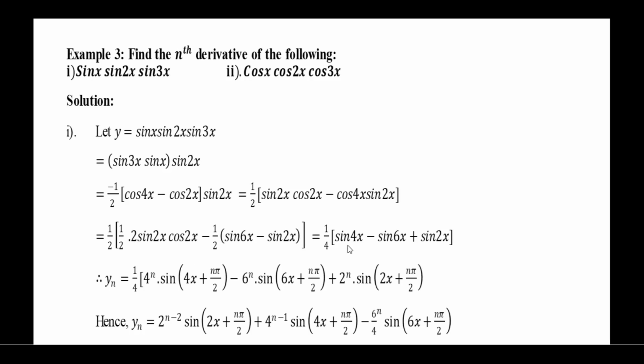Put the second formula: sin 4x minus sin 6x plus sin 2x, 1 by 4 into. So apply nth derivative. We get this formula. So 1 by 4 into 4 to the power of n or 2 to the power of n minus 2 sin of 2x plus n pi by 2 plus 4 to the power of n minus 1 sin of 4x plus n pi by 2 minus 6 to the power of n by 4 into sin of 6x plus n pi by 2.